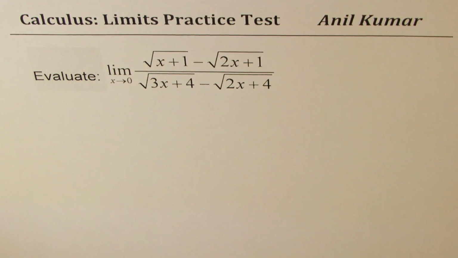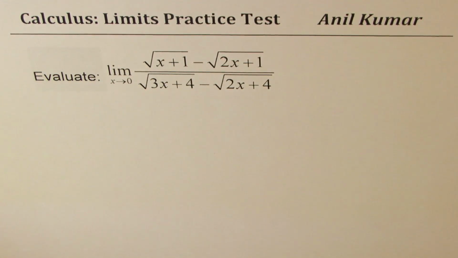Now here is the last example where we have square root. So whenever we have square root function, we have to rationalize and then find the limits.